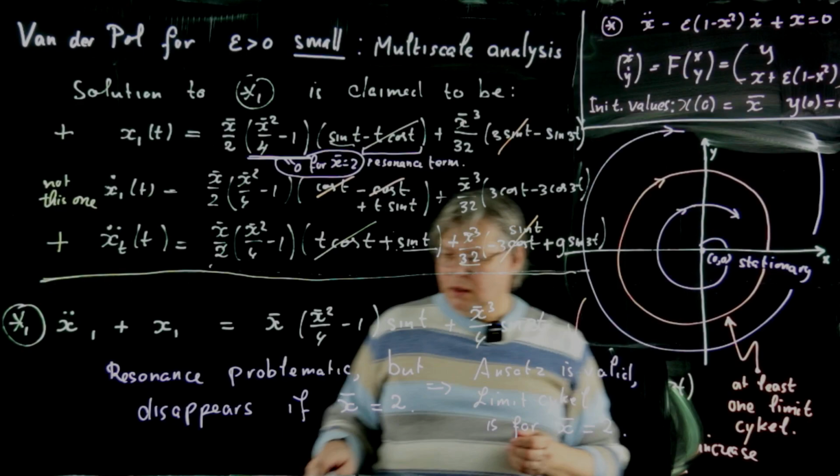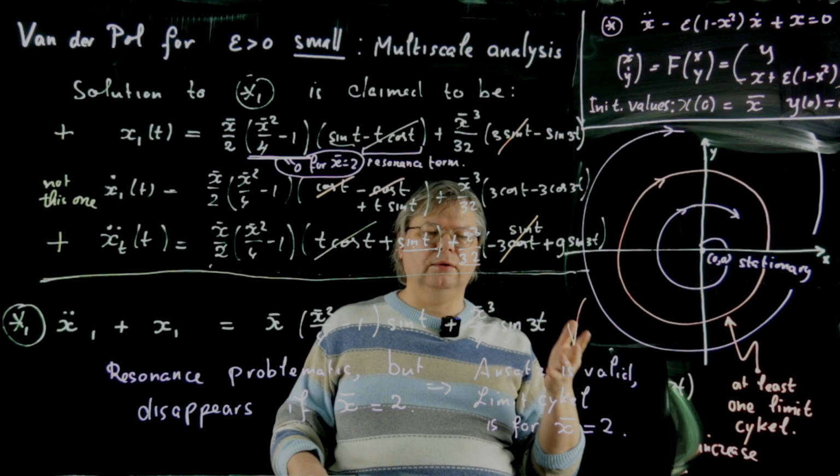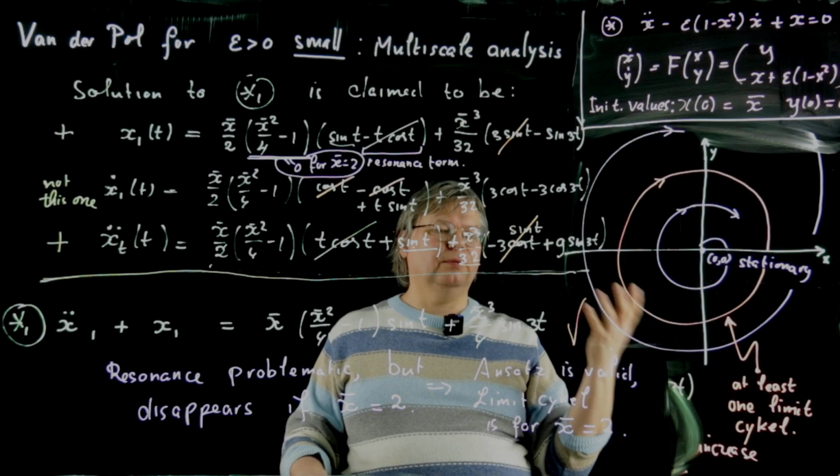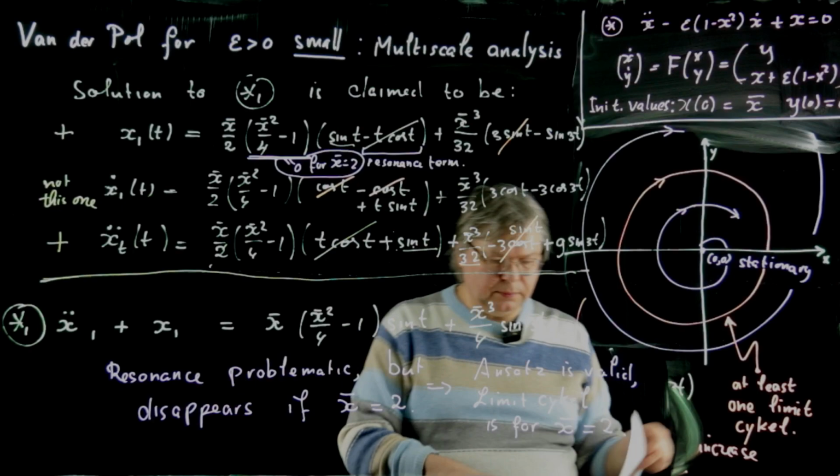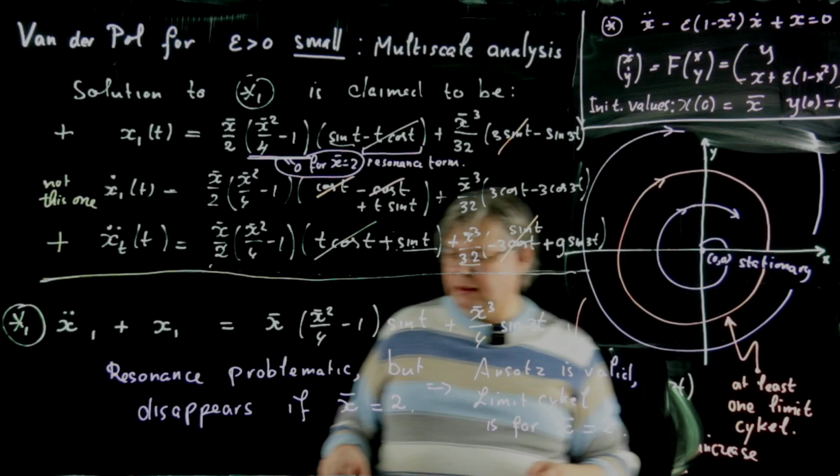Okay. So I want to have a different approach to this same problem, trying to find out for very small values of epsilon at what amplitude the limit cycle is, and that I can also do with some energy consideration, for which I need to clean the board.